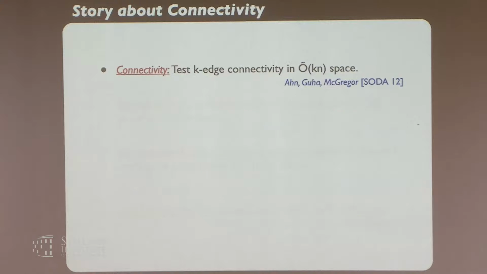So this template of designing some sketches and then trying to emulate an algorithm in sketch space is something that we can do for a bunch of connectivity problems. We can generalize this question of testing whether the graph is connected to testing whether it's k-connected, i.e. whether every cut has at least k edges going across it.